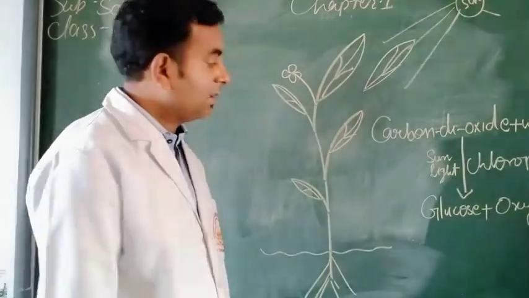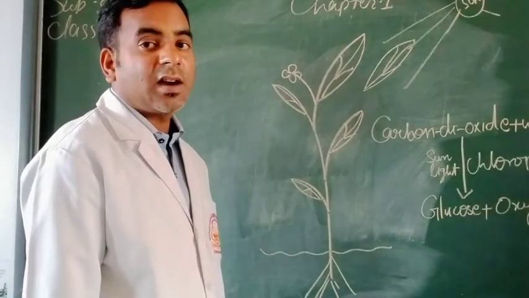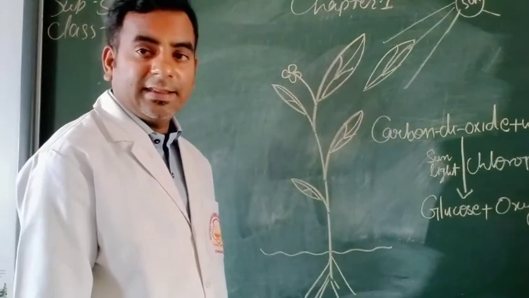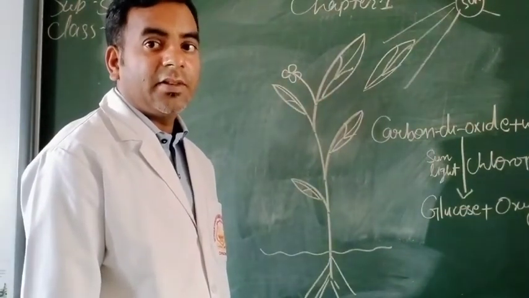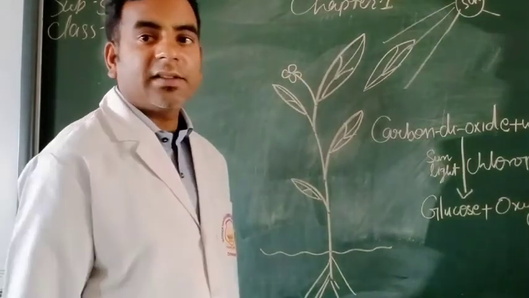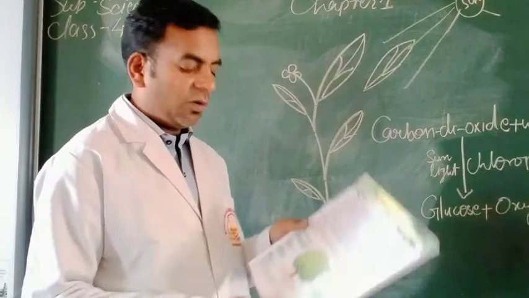In the presence of sunlight, the plant makes a food product called glucose, and in this reaction the waste product goes out in the form of oxygen. Okay, so this is the picture.